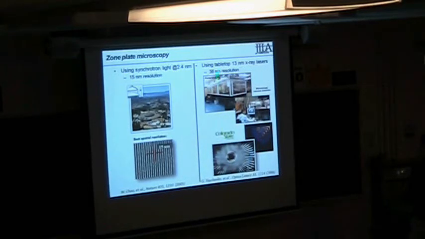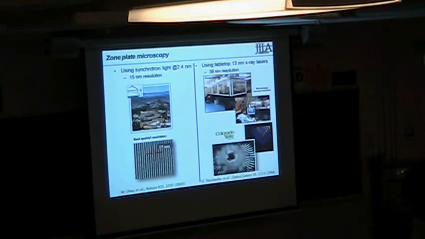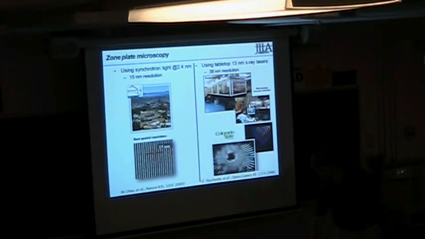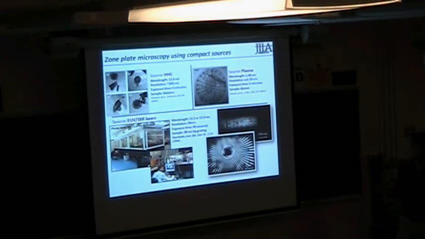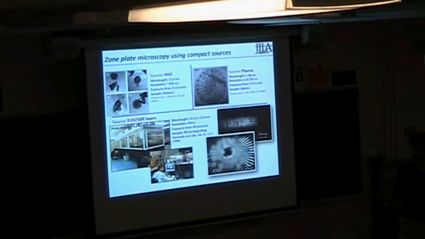On the other hand, you can have your own source in the lab. This is just an example of soft X-ray zone plate microscopy at some of our collaborators' lab at CSU, where they have an actual 13 nanometer laser. So clearly, this type of thing works. There are a lot of drawbacks though, because you have to have extremely critical alignment between your sample, your zone plate, and your detector when you're doing such high resolution microscopy.